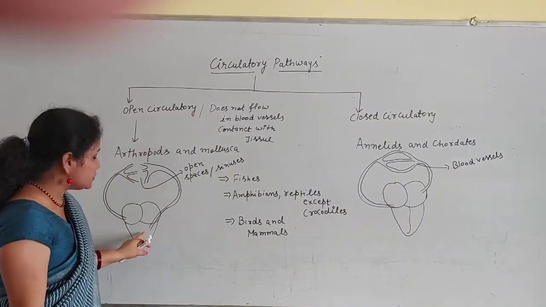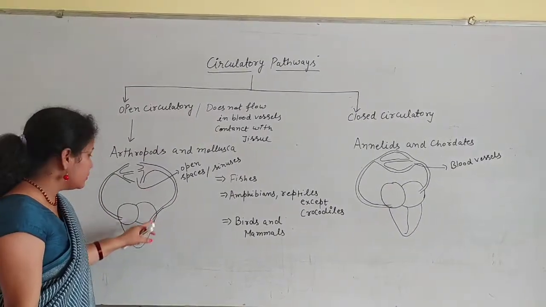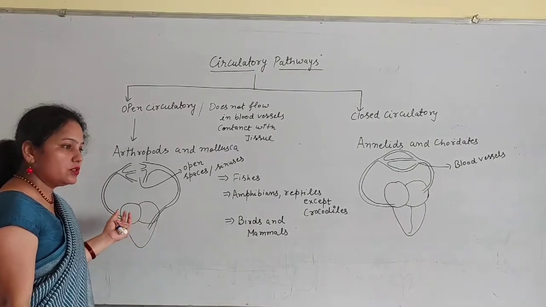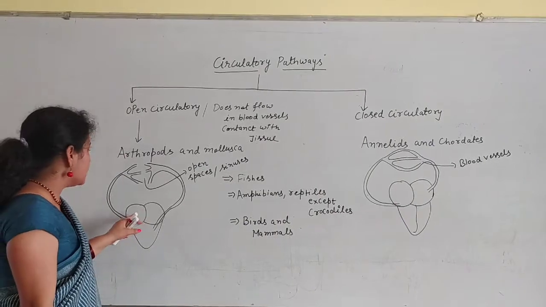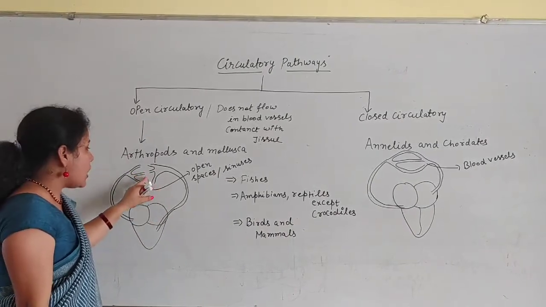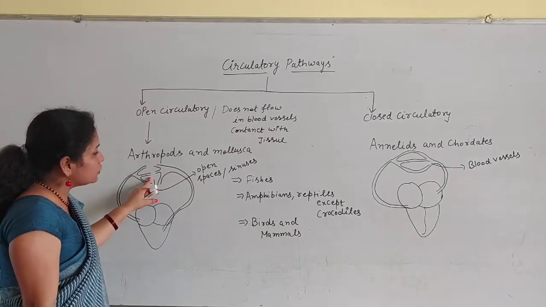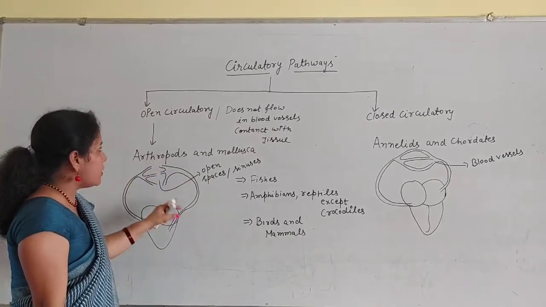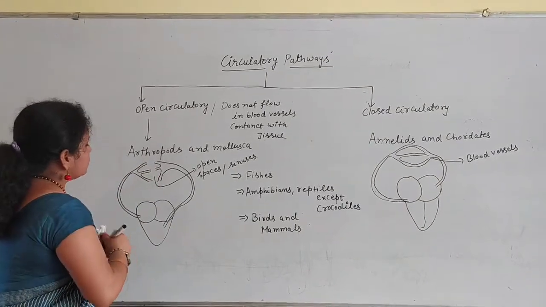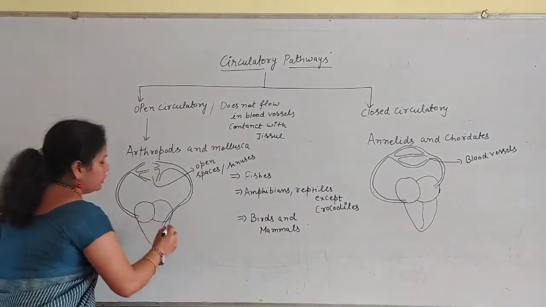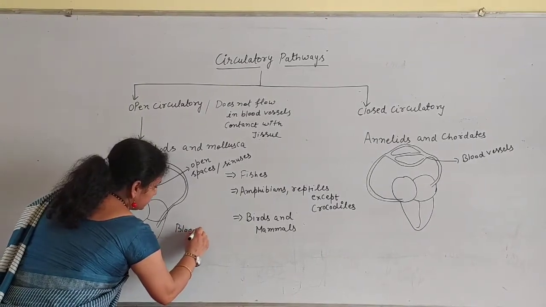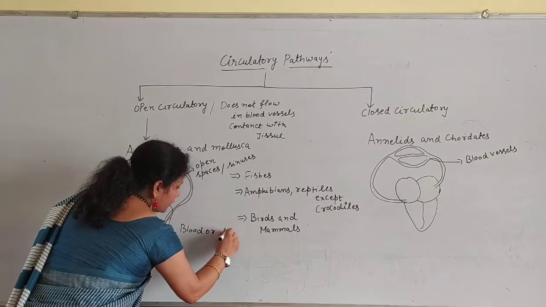With the help of this diagram you can understand. Suppose it is the heart. The heart is the pumping organ and it transfers the blood to the different body parts, and now the blood is in direct contact with the tissue. So it is the example of the open circulatory system, and there is no difference between blood or lymph.